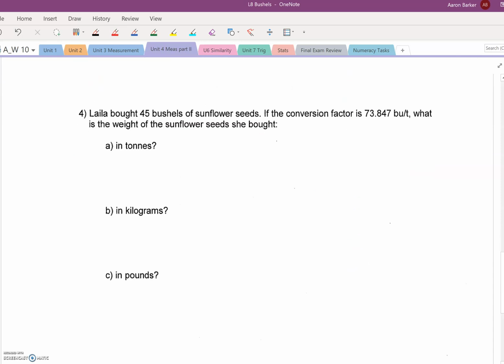Okay, so you got to figure it out in tons, then you convert it into kilograms, and make sure you use Google. Right, so type it in and keep it accurate. So keep like 3 decimals, okay? And then you can convert it into pounds. And again, you want to use Google.